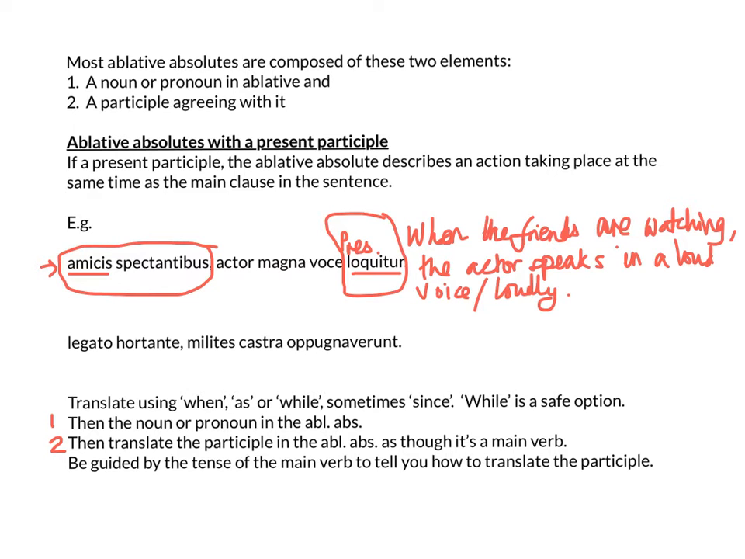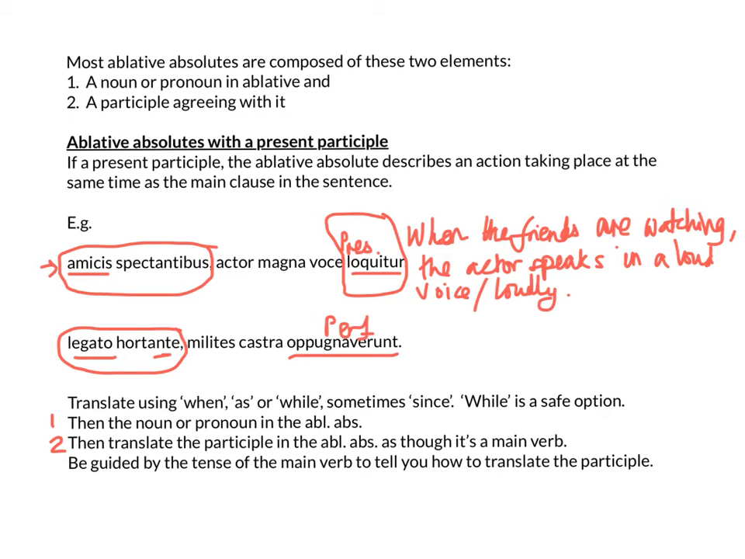Now let's move on to the second example. Well, again, the ablative absolute comes at the beginning of the sentence, and we have to do the noun first, followed by the participle hortante next. We know that because the present participle hortante is used, the action of the ablative absolute here takes place at the same time as the main verb of the sentence here. This main verb of the sentence is perfect.